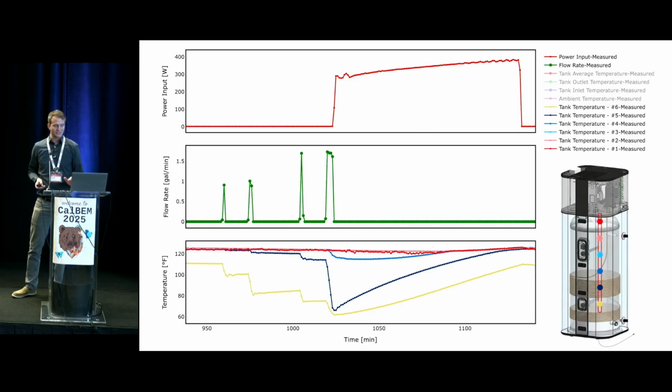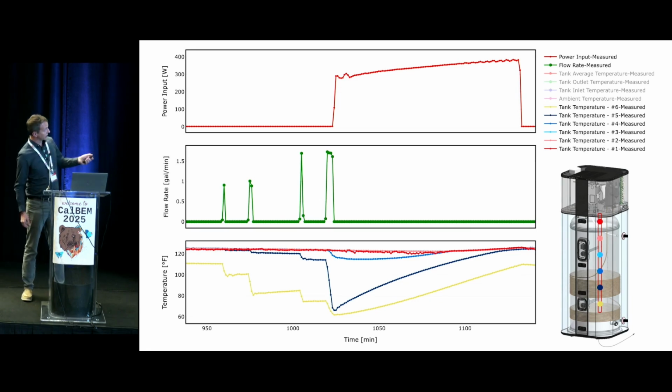So just to give you an example of what this looks like, I'm going to show a lot of plots like this. I want to get you familiar with the layout. On the top, we have power input. In the middle, we have the flow rate, so you can see individual draws happening here. And then on the bottom, we see the temperatures inside the tank.